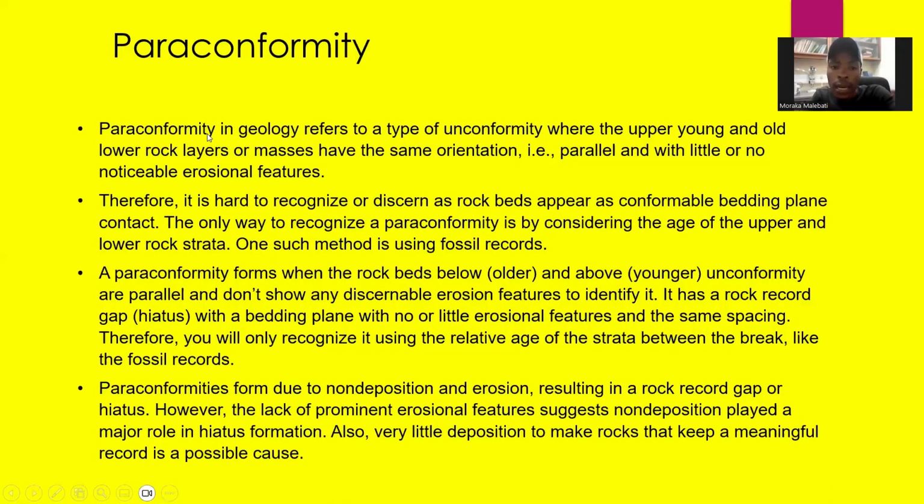But on the other hand, paraconformity refers to the type of unconformity where the upper, young and lower, old rock layers or masses have the same orientation. That is to say, they are all parallel, with little or no noticeable erosional features or erosional surface. It's not easy for you to see that, especially with your naked eye. So it's hard to recognize or discern as rock beds appear as conformable. It means those layers all agree with each other.